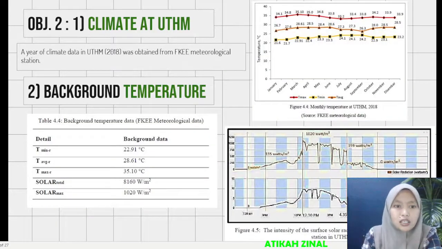Okay, you can see here the climate data. We got it from the FKE meteorological data and used it as the temperature background in the simulation. The minimum we use is 22.91 degrees Celsius, the average is 28.61 degrees Celsius, and the maximum temperature is 35.10 degrees Celsius. We use the highest temperature from March 2018.